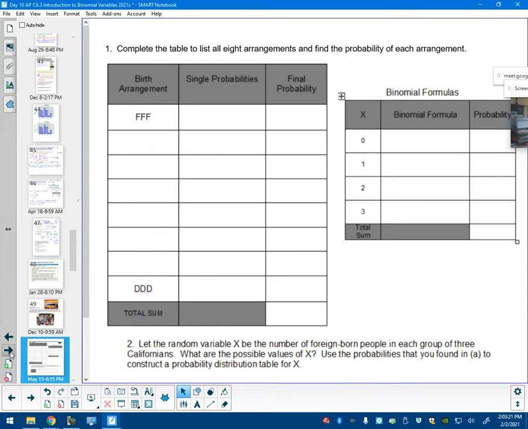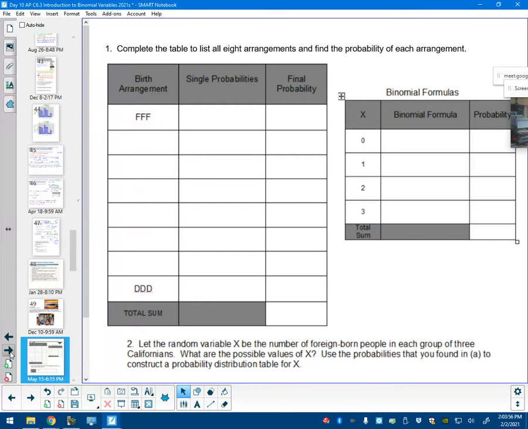So we are on page 20. The Census Bureau reports that 27% of California residents are foreign-born. Suppose that you choose 3 Californians, independent, so not in the same family, because that would create more dependency. There are 8 possible arrangements of foreign and domestic birth. For example, FFD means foreign-born, foreign-born, domestic.